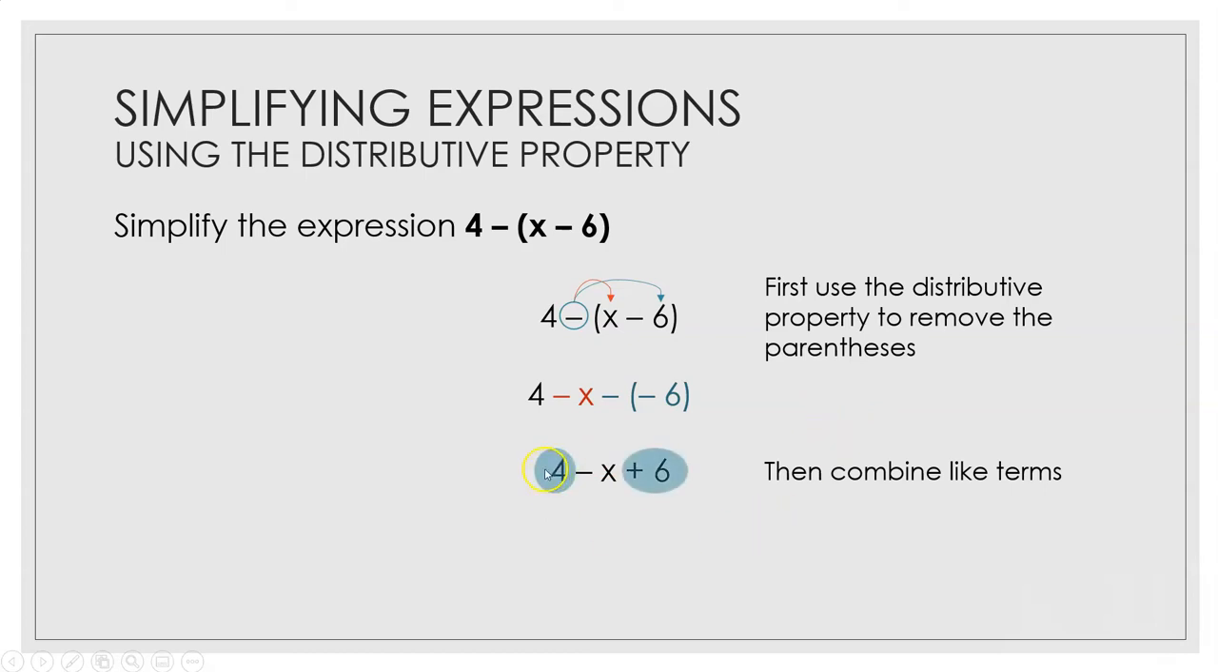When you combine, you take the signs right in front. This plus goes with the 6 only. This minus sign is with this x. So this is 4 plus 6, which is 10 minus x. Usually we write the variables first, so you could at the end switch this around. This is a negative x. This is a positive 10. So you could write it as negative x plus 10 also. Those are equivalent.